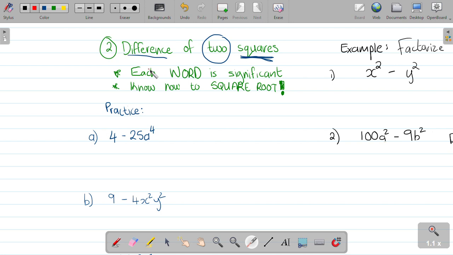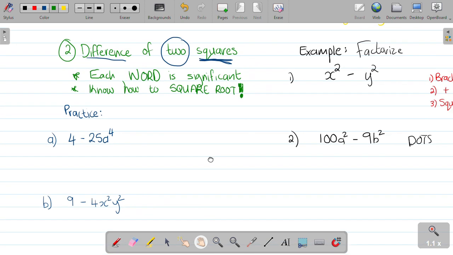I want to bring to your attention that each word in the name of this method is significant. The difference refers to there must be a subtraction sign, and then there must be two terms, and those terms must be squared terms. The second vital part in this method is that we need to know how to square root terms, which I'm going to be showing you just now, just in case we have forgotten.